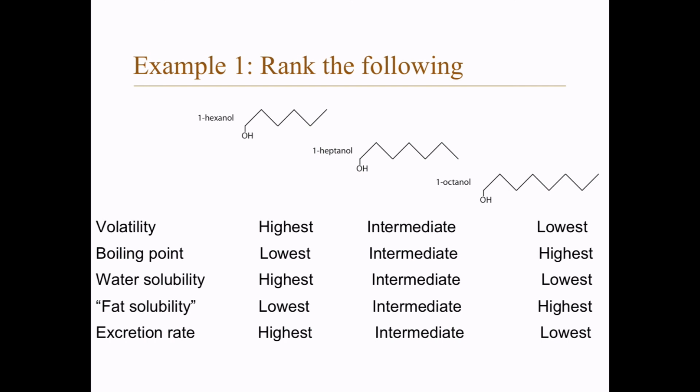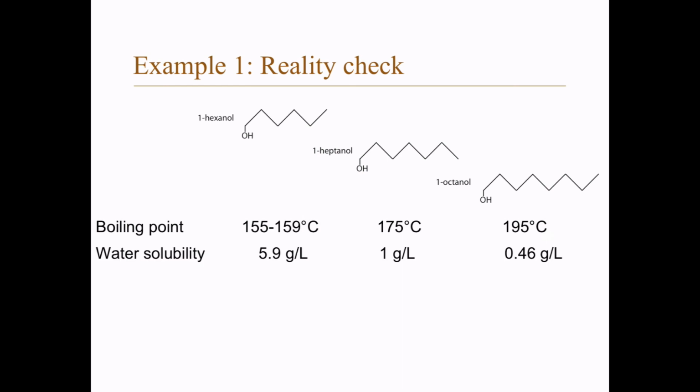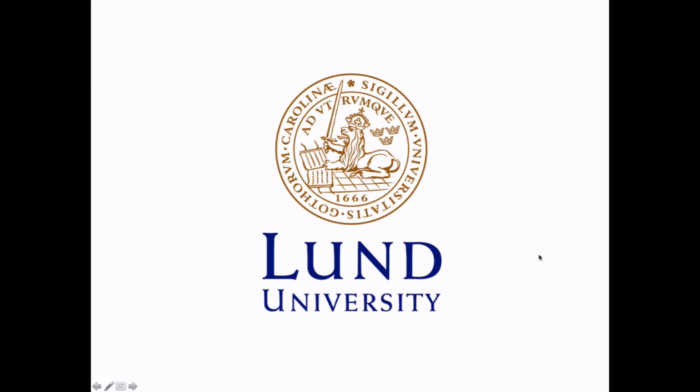So let's check that with reality as well. And we see that the boiling point matches perfectly, and the water solubility also matches. So what we've seen here is that with pretty simple rules of thumb, we can make pretty intelligent guesses of which substance is more volatile and which is less volatile, which substance is more water soluble and which is less water soluble.